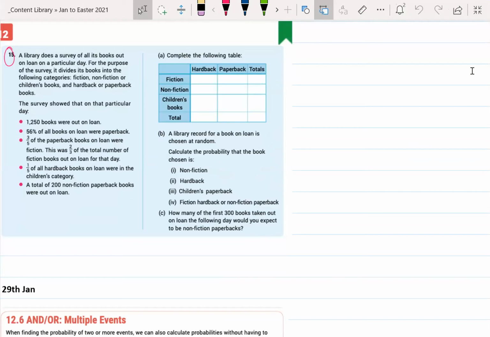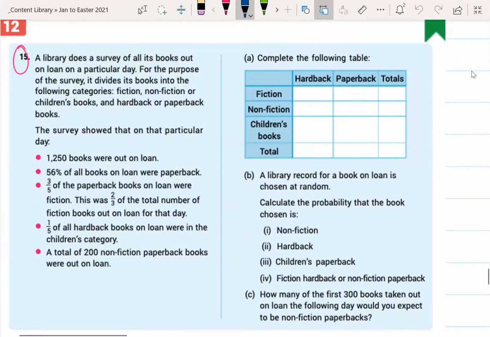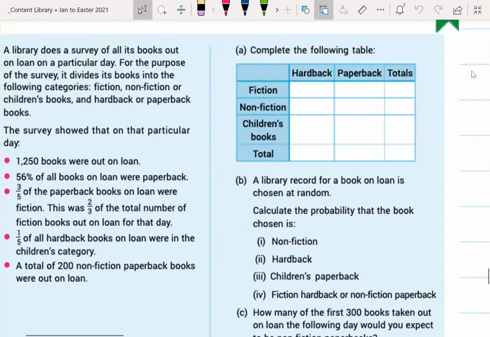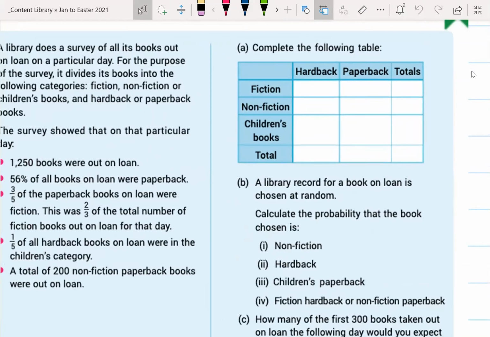We have a library that does a survey of all its books out on loan on a particular day. For the purpose of the survey, it divides its books into the following categories: fiction, non-fiction, or children's books, hardback or paperback. The survey showed that on a particular day, 1,250 books were taken out on loan. I know they're going to be asking us to fill in this table to the right, so let's start filling it in now. We can put that 1,250 straight in there. That's the total number of books that were taken out on loan.